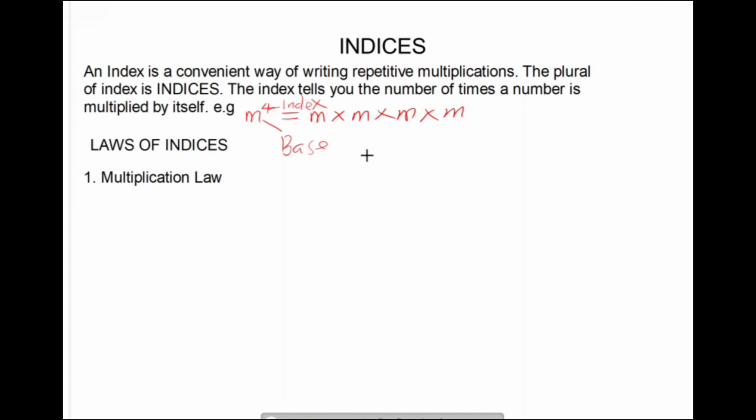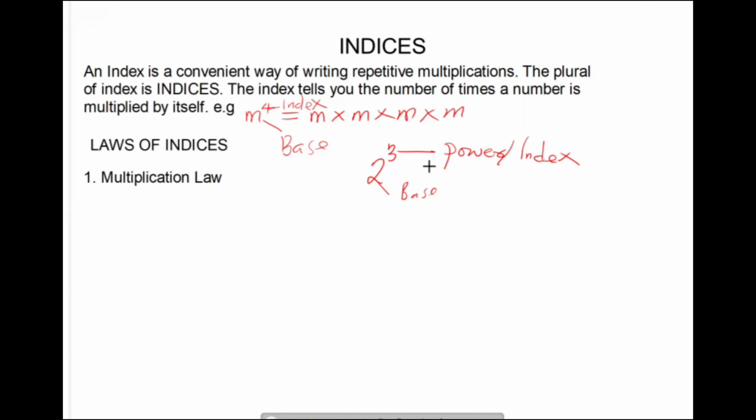So don't forget now, if I write 2 raised to the power of 3, the 2 here is my base, and the 3 at the top here is my power. The 2 is the base. The 3, the one at the top, is called the power or the index. Please don't let us forget that.